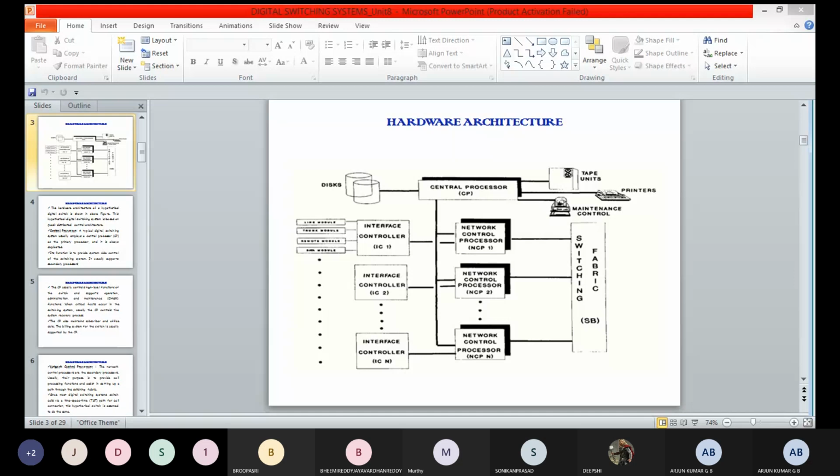The CP also maintains the translation data as well as the subscriber or office data, and supports the billing system for the switch. That's the working of the central process in the digital switching system. The second one is the network control process, represented by NCP.